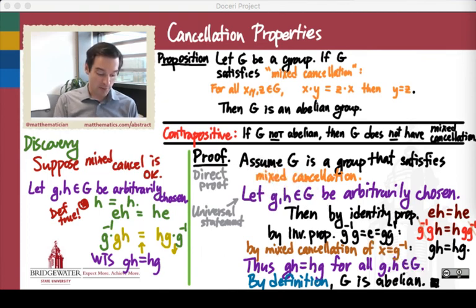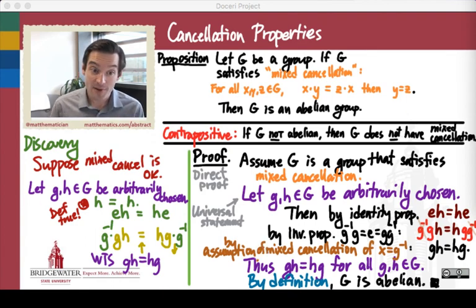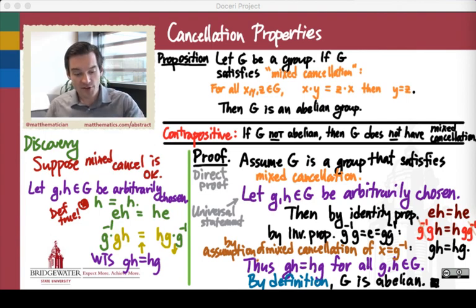So we could even add one more phrase in here: by assumption, by the assumption of mixed cancellation. Because that's not something that every group has, but it's only something that we know we have here because we explicitly assumed it as part of our proof. By the mixed cancellation of G inverse on both sides, we get GH is equal to HG, and therefore G is an abelian group.